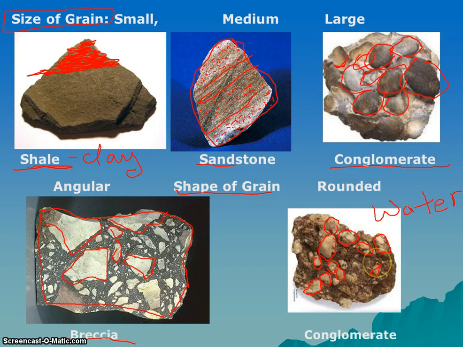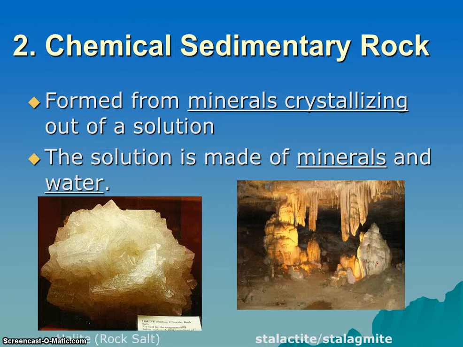All right, that concludes our pictures of our different rocks, and we'll be looking at more of these rock samples in class. All right, our next type of rock, remember we were talking about clastic sedimentary rocks. This is called a chemical sedimentary rock. Chemical sedimentary rocks form when minerals crystallize out of solution. Our biggest example of this is what we find in a cave, stalactites and stalagmites.